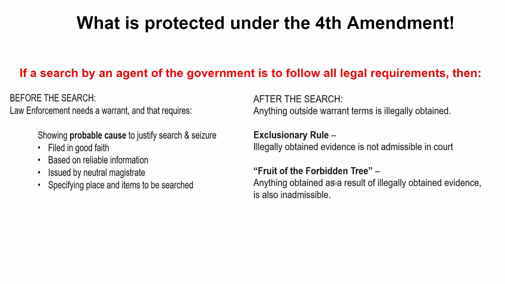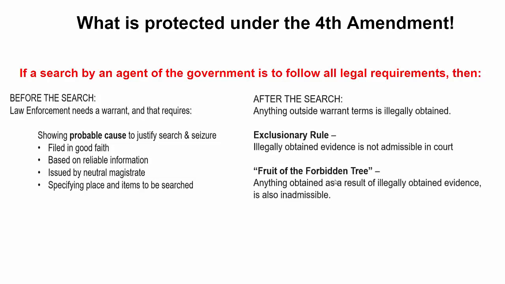So what's protected under the Fourth Amendment? Of course, if a search by an agent of the government is to follow all of the legal requirements, then the following things need to happen according to the court's interpretation of this Fourth Amendment. So before the search can take place, law enforcement needs a warrant, and that requires showing probable cause to justify that warrant, to justify the search and seizure that's about to take place. So the warrant has to have been filed in good faith. It has to have been based on reliable information. It has to be issued by a neutral judge or magistrate. And it needs to be specific in terms of the place that is being searched and the specific items that are being searched for. After the search, anything outside the warrant terms is illegally obtained.